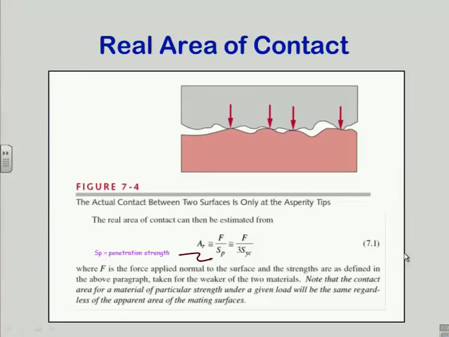But you could test it till the cows come home, and it has the same force independent of the apparent area of contact. Why? Because they both have the same real area of contact if they're both made of the same material. That's why Coulomb friction is independent of area. Makes perfect sense when you understand this concept. It's just normal force times the coefficient of friction, right?